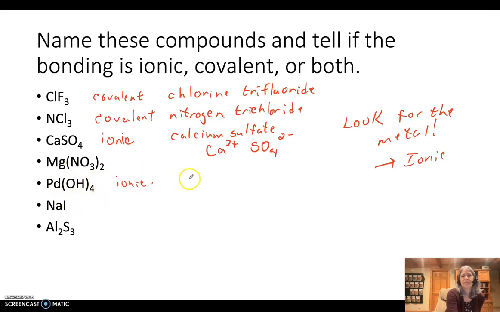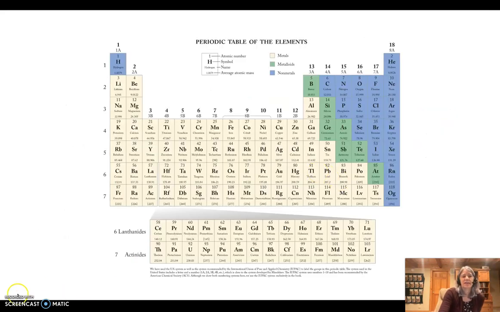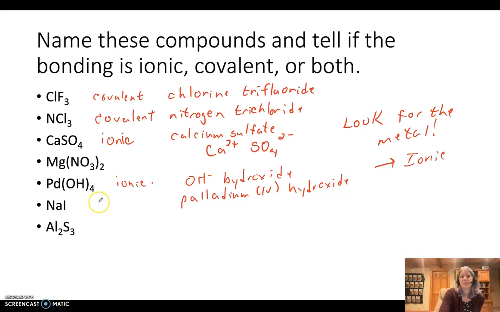We have the polyatomic ion, that's hydroxide, OH minus hydroxide. And because there's 4 of them and they're negatively charged, it has to be palladium +4. And so when we name this, we call it palladium 4 hydroxide. Right? And the difference is we didn't have to say the charge on calcium because we knew it was in group 2, right? But for palladium, it's in the transition metal block, and so we don't know what the charge is going to be. That's where we have to name it.